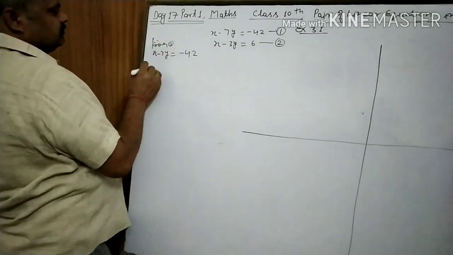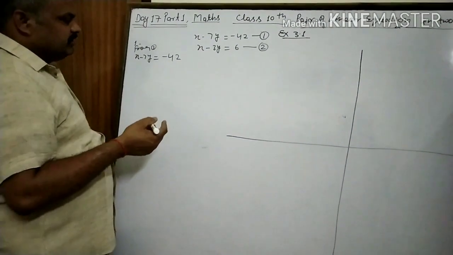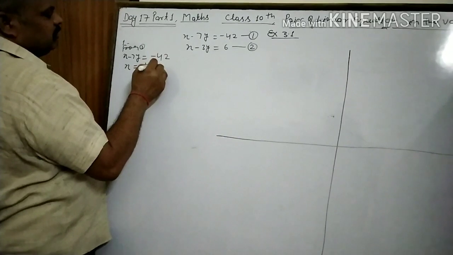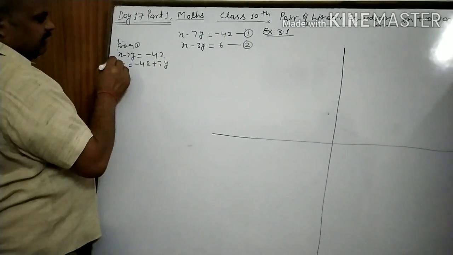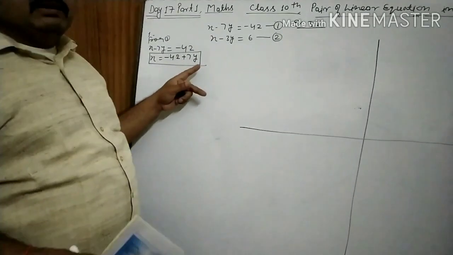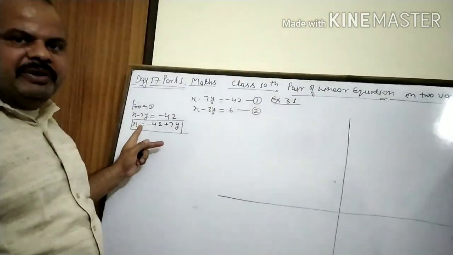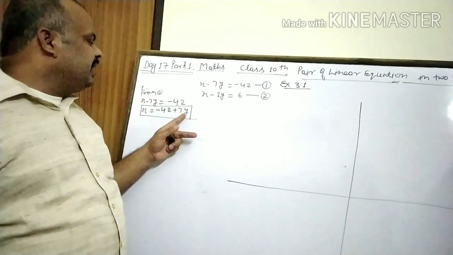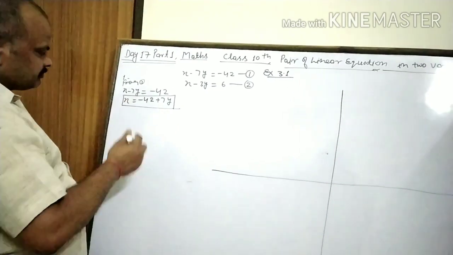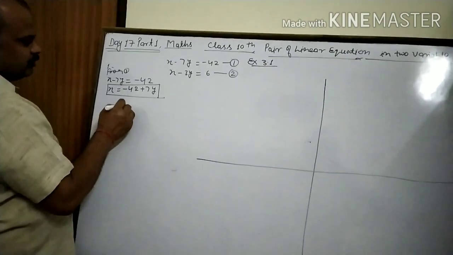From equation 1, here first you can write it x is equal to minus 42 plus 7y. This equation is written in the form of y. It means here y is the independent variable and x is the dependent variable. You are free to put any value of y, then you get the corresponding value of x. Now here we can put y is equal to 0.